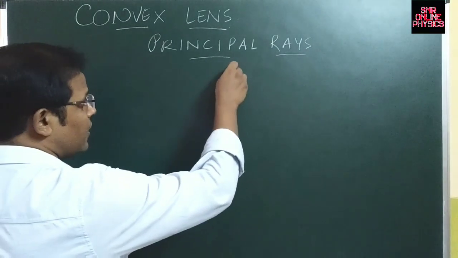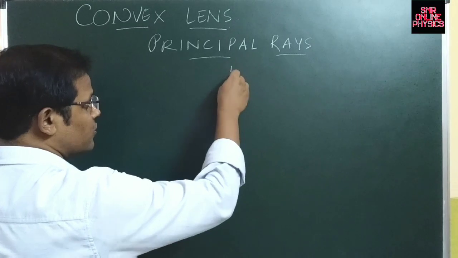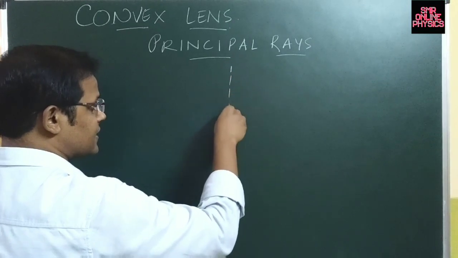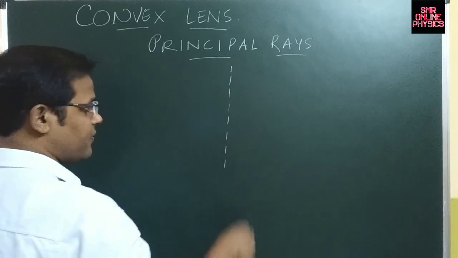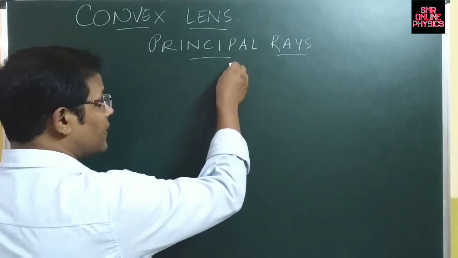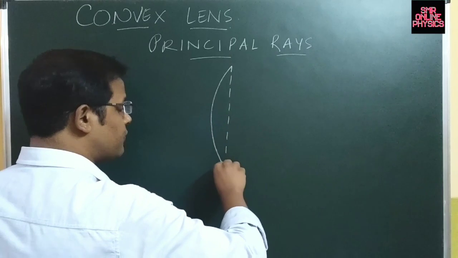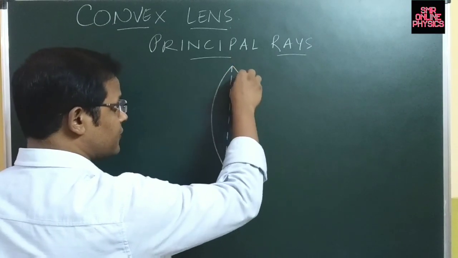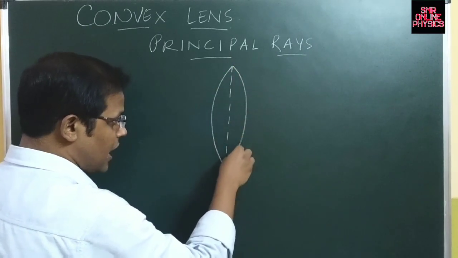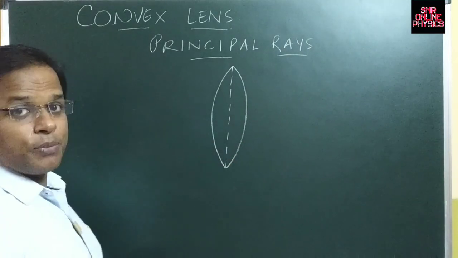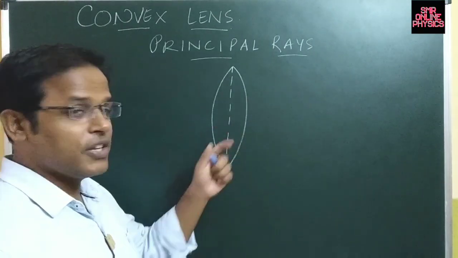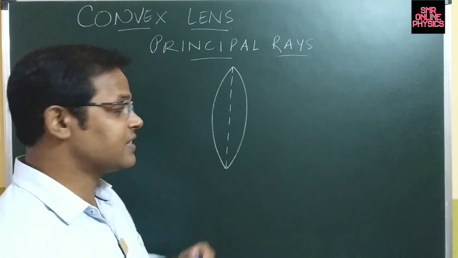So first of all, learn how to get your convex lenses correct. This is my reference midline. Then convex lenses have both the surfaces, both the refracting surfaces, bulged outwards. That's one of the important points to be understood. That's why it's called a doubly convex lens.